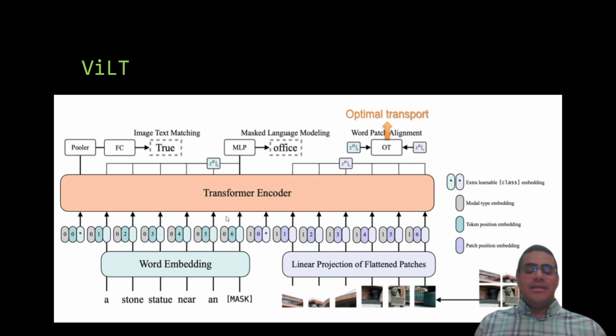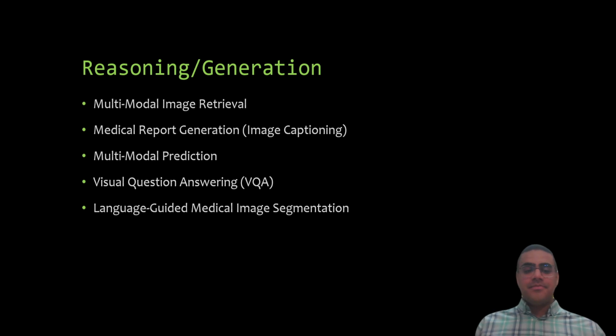Another thing that this architecture does is masked language modeling, which means we take out a bunch of sections of the sentence, and we expect the model to correctly predict what tokens we have taken out of the sentence. Okay, so this is how WILT works.